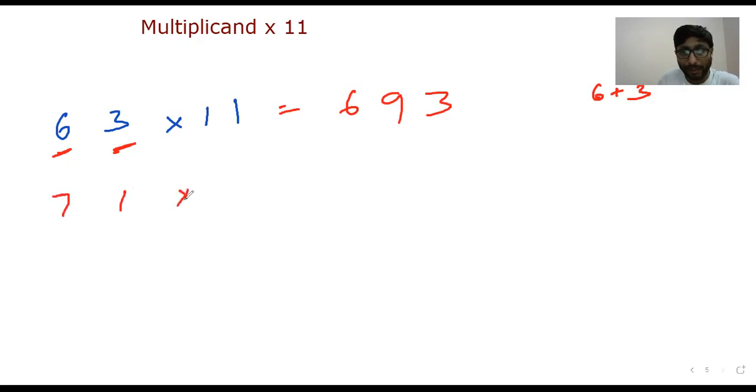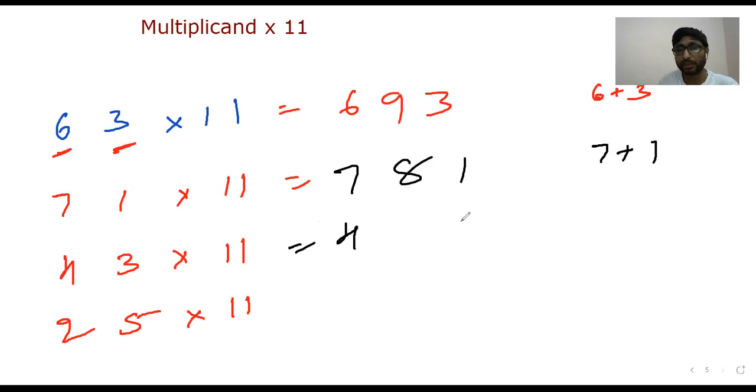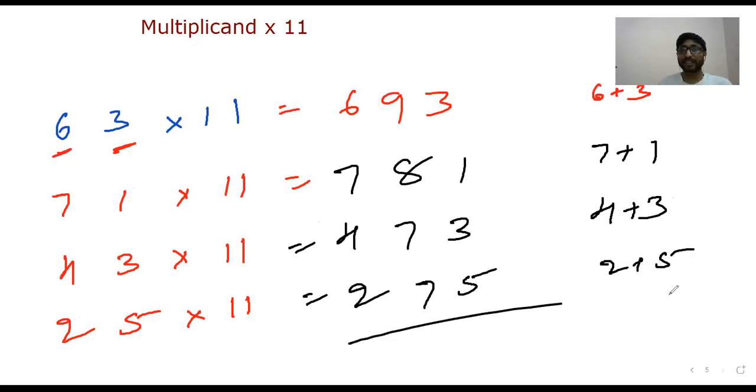71 multiply with 11. 43 multiply with 11. 25 multiply with 11. 7 and 1, 7 plus 1, 8 is the answer. 4, 3, 4 plus 3, 7 is the answer. 2, 5, 2 plus 5, 7 is the answer. That's it. Only one step.